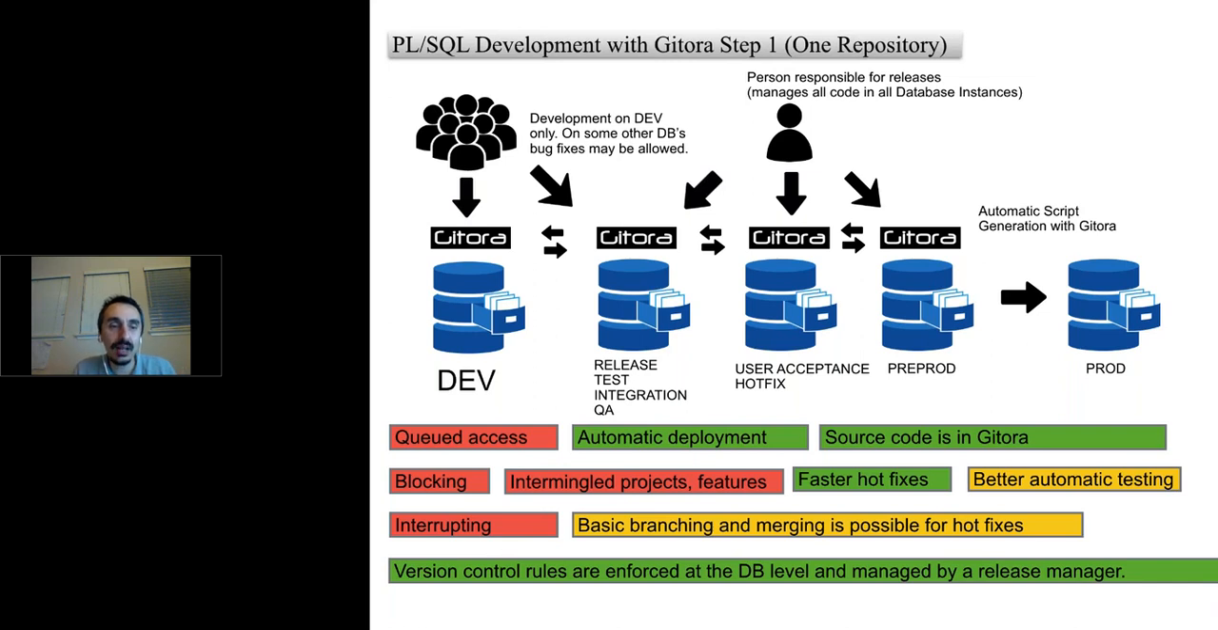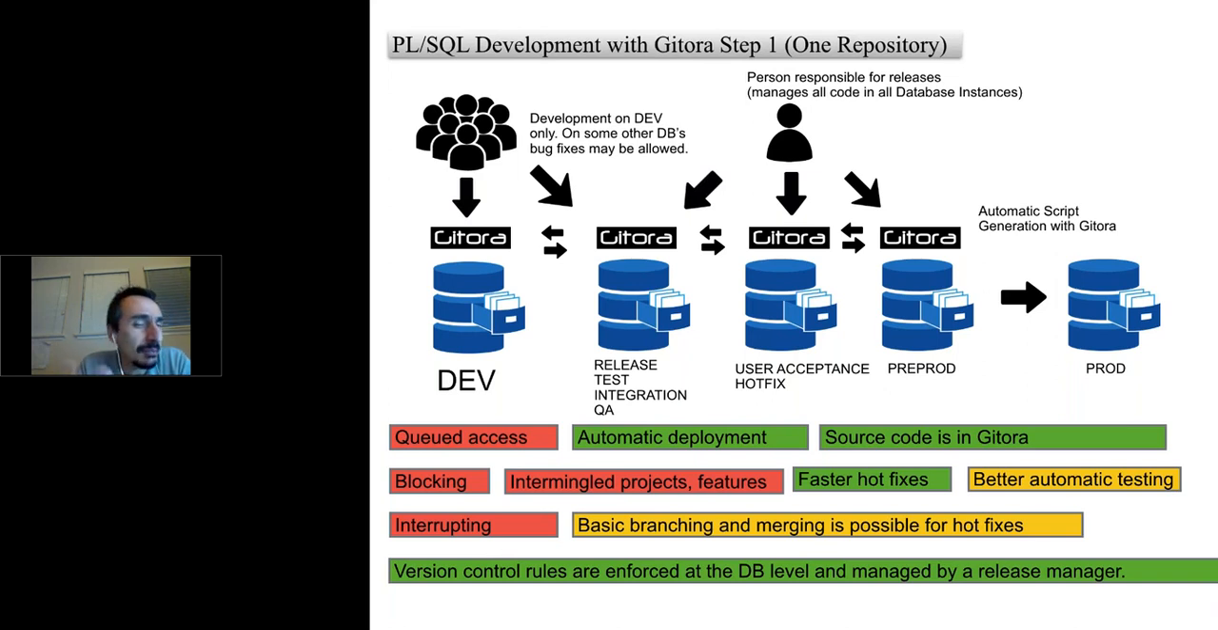So that's how it works. And all of this is possible with just installing Gitora and not really changing a lot in your environment. And you get a lot. You still have queued access. It's still blocking. It's still interrupting. But now movement of the code is automatic. Now source code is actually in Gitora, and reliably so. Your dev source code is in Gitora, your release code is in Gitora, your user acceptance code is in Gitora, your pre-prod and production code is in Gitora, and reliably so.